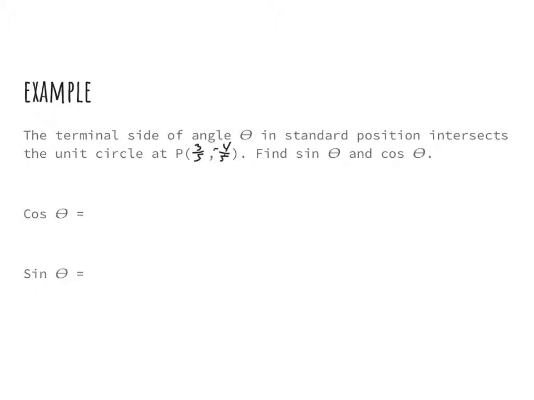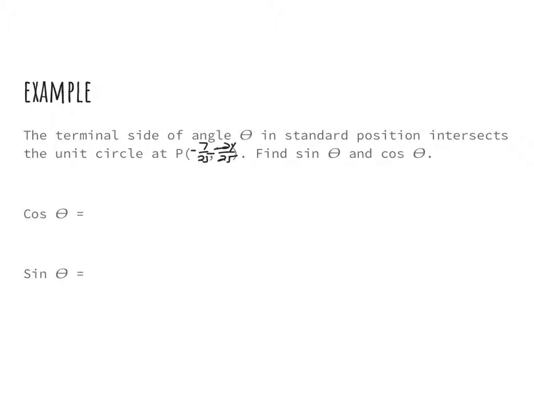Now we've got the terminal side of angle theta in standard position intersects at the point 3/5, -4/5. So again, finding sine and cosine. Cosine, again, is our x-coordinate, so it's going to be 3/5. Sine is our y-coordinate, so we have -4/5. So the negative will come along with it when we do this. Again, x is cosine, y is sine.